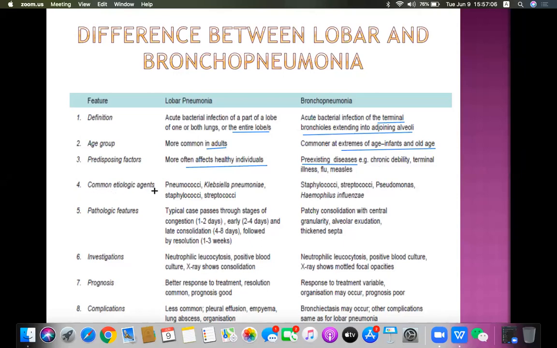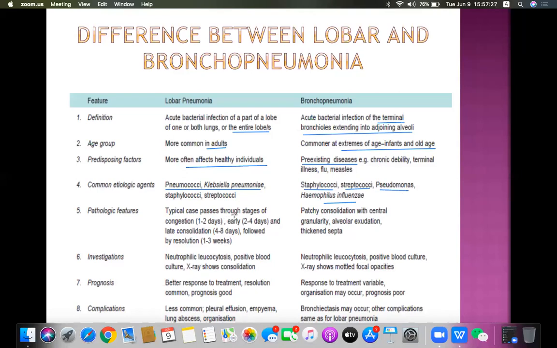Okay, some predisposing factors may be there. Regarding the common etiological agent, pneumococci and Klebsiella top the list. Maybe followed by some others, but here, okay, here Staphylococci, group A beta hemolytic streptococci, Pseudomonas and Haemophilus. These are the common organisms.